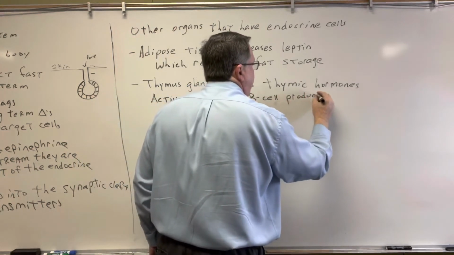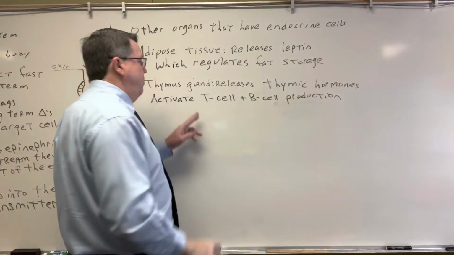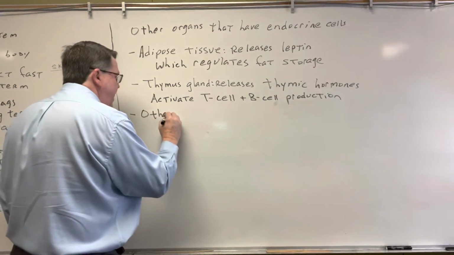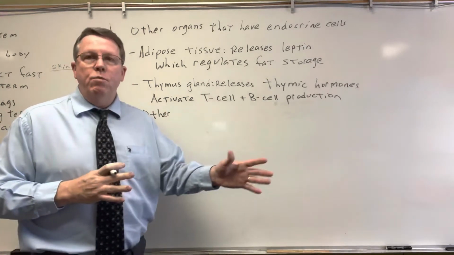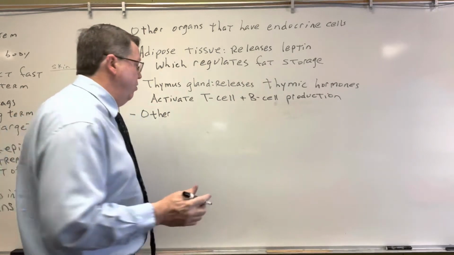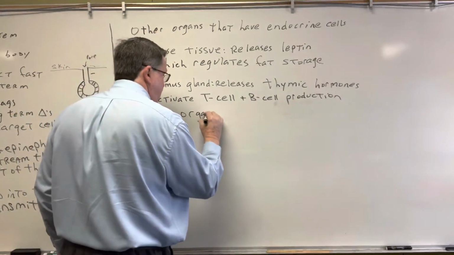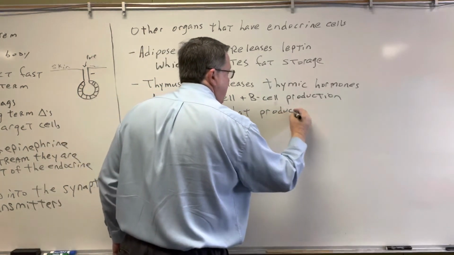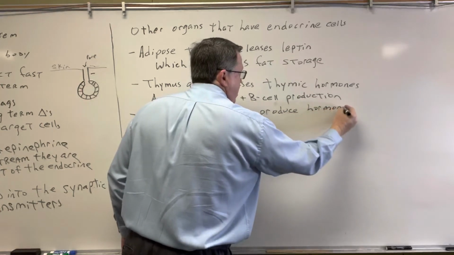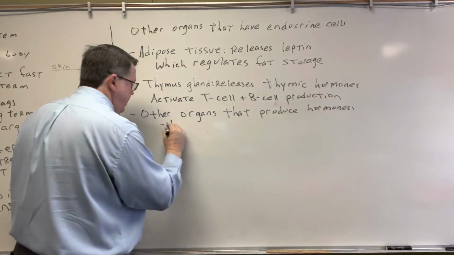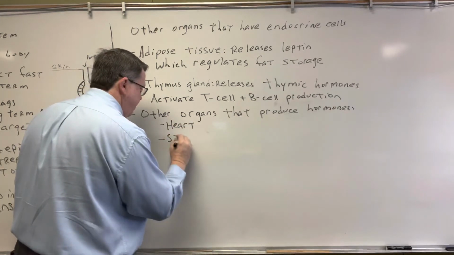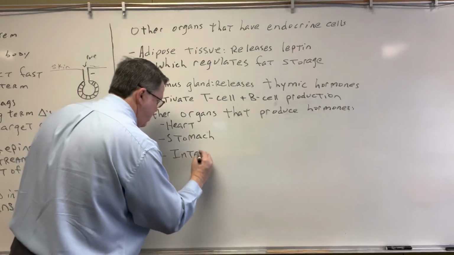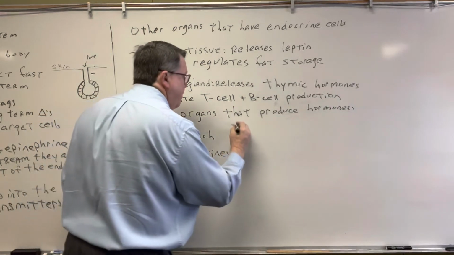Okay, and if you recall, these are known as lymphocytes, right? So these are going to be responsible for activating those. You have other organs too that really their function is far removed from producing hormones, but they still produce some hormones. So other organs that produce hormones are the heart, the stomach, the intestines, the pancreas.